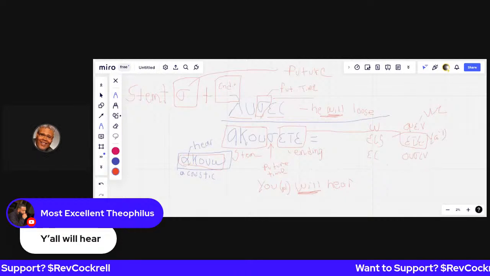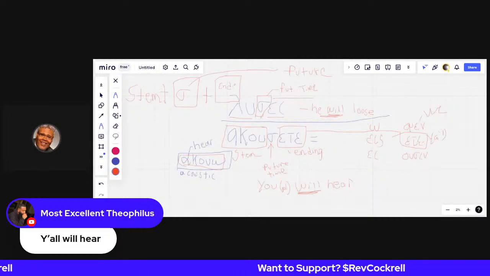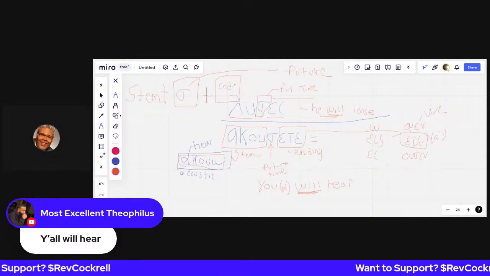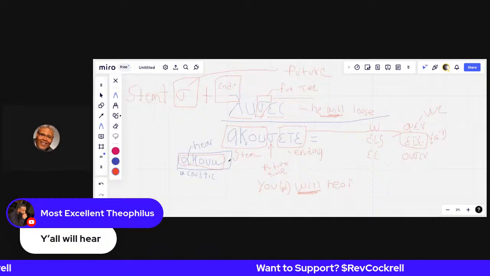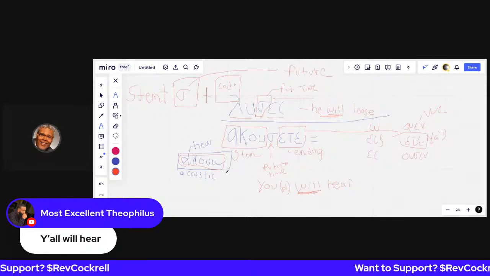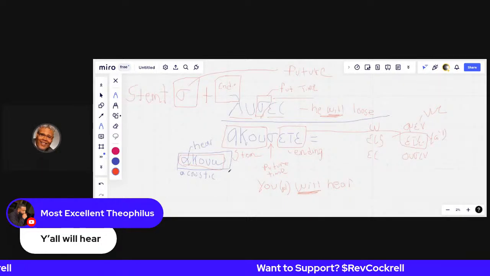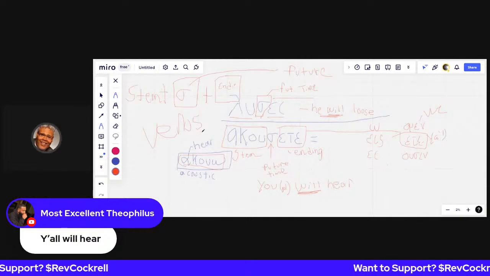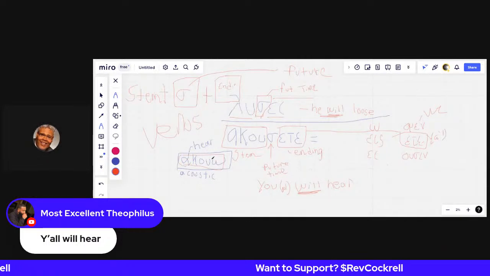So whenever you see a sigma, and once you learn your vocabulary, you're going to know. You will never find akusete in the dictionary. You will only find future tense in the dictionary. Once you memorize your vocabulary words, especially with verbs, these are all verbs we're dealing with. Verbs always are first person, active, indicative. They're going to have an omega on the end.